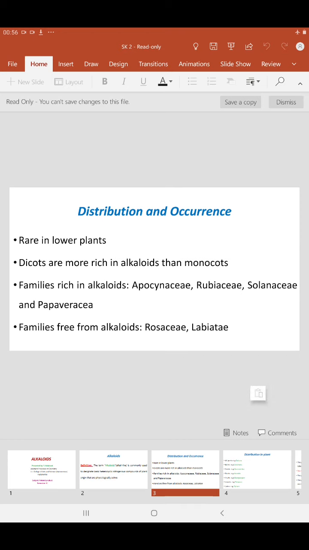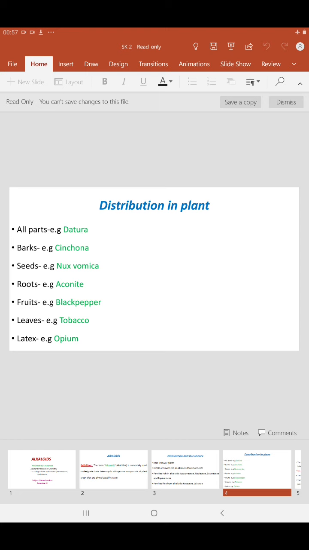Distribution in plant. Alkaloids are distributed in all parts of the plants. Example, Datura. In cinchona, alkaloid is present in barks. It is also present in seeds, example, Nux vomica. In roots, example, aconite. In fruits, black pepper. Leaves, tobacco. Last one, latex, example, opium.